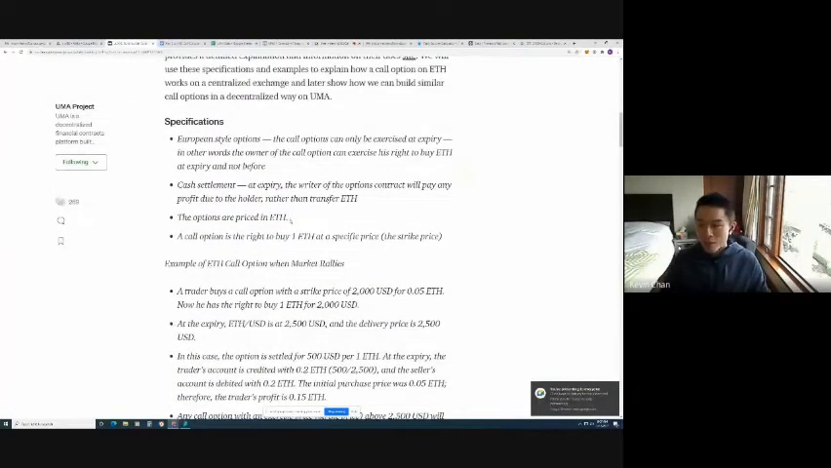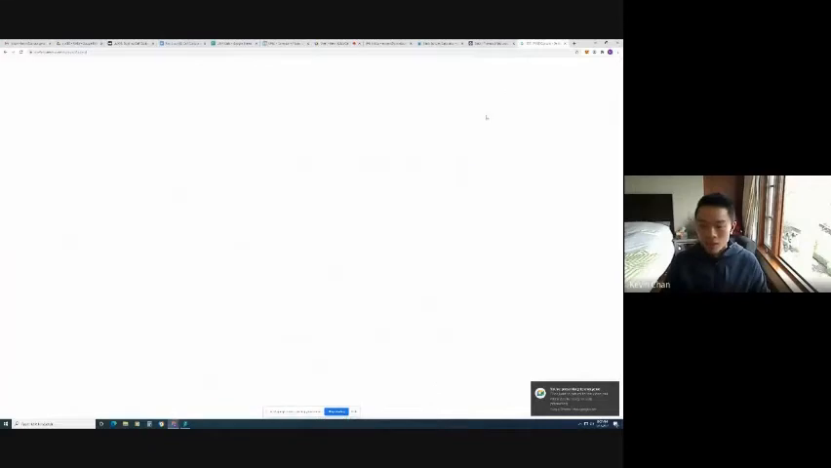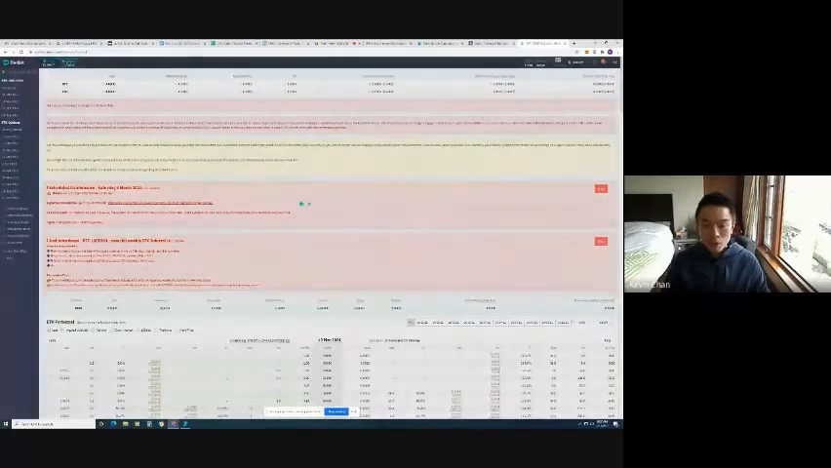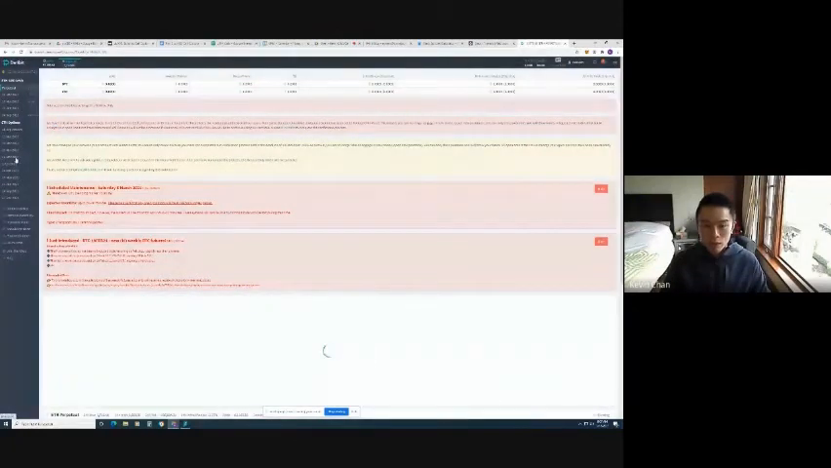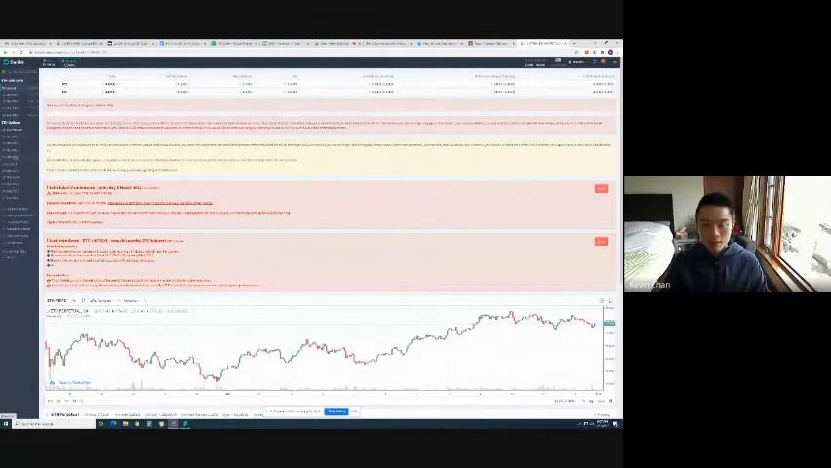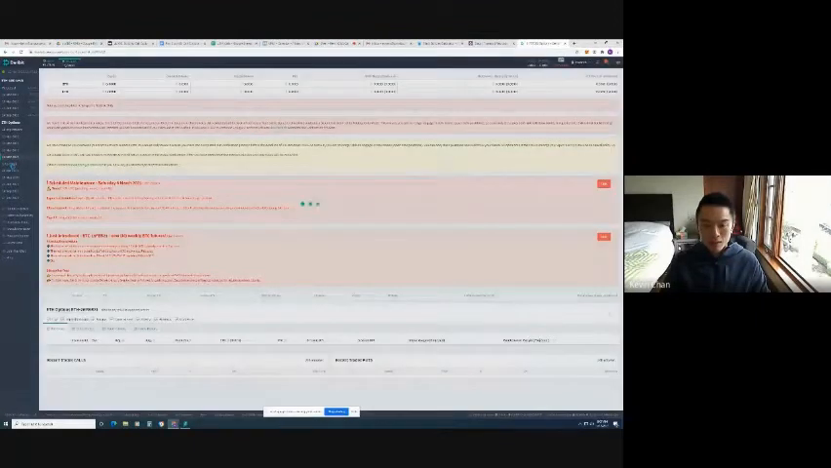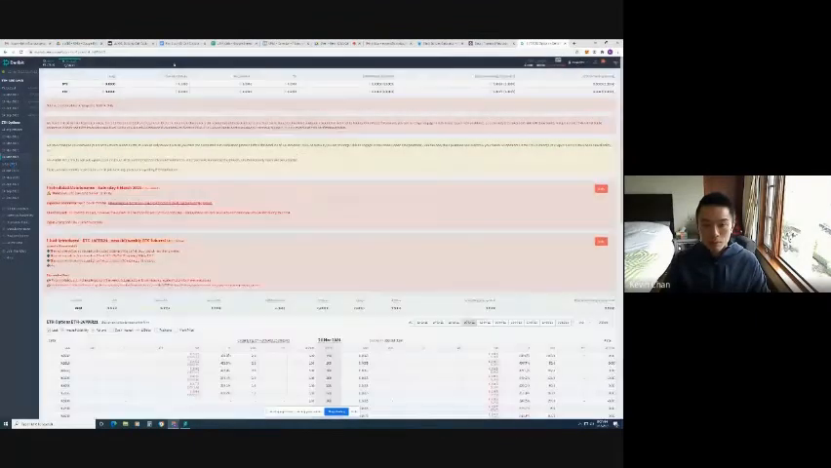I think that's right. And I usually think of, sorry, I just brought up Deribit. So Deribit would basically be the same kind of structure that we're creating, which is cash settlement and European, I believe. And I'll have that up later.